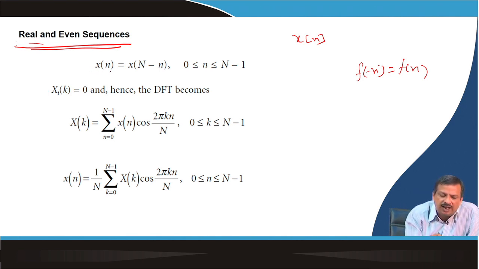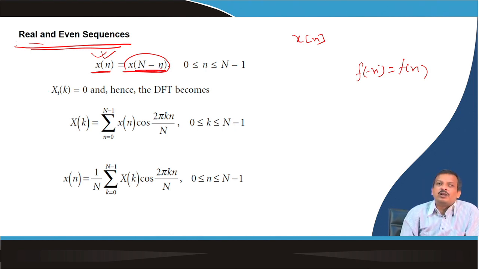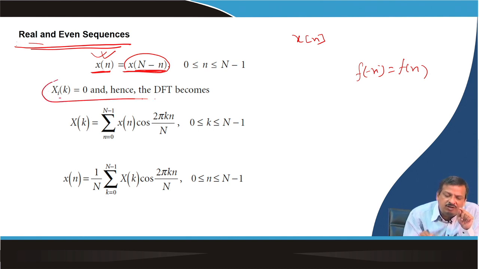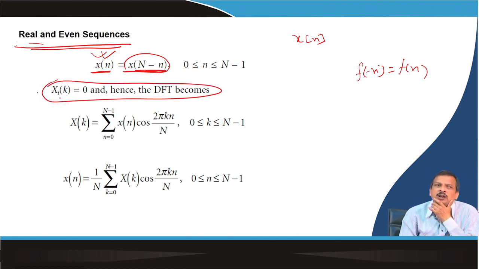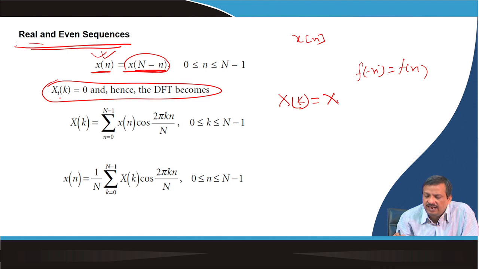So I can say x of n is equal to x of minus n. If x of n is a real valued even sequence, then x of n is equal to x of minus n. So when my sequence is even, that means the odd component of the DFT becomes 0. So I can say X of k is equal to only X of rk. This X of ik will become 0 if it is an even sequence.